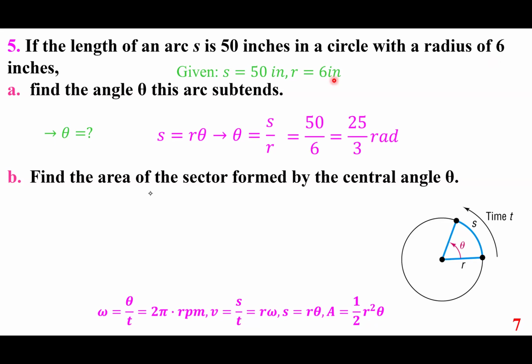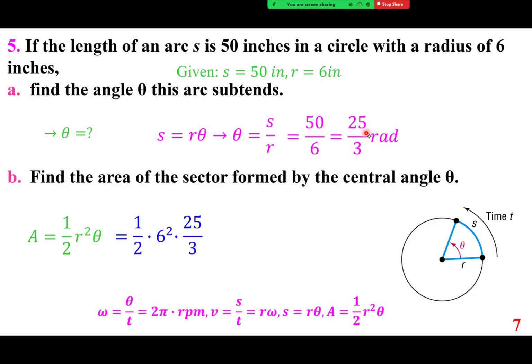We want to find the area. Area is 1/2 R squared theta. So 1/2 R, 6 squared theta, 25 thirds. I hope you see that 2 times 3 is 6. 2 times 3 is 6. So it cancels out one of them because it's 6 squared, 6 times 6. So 6 times 25 is 150 inch squared. Units of the area. Very straightforward, everybody.